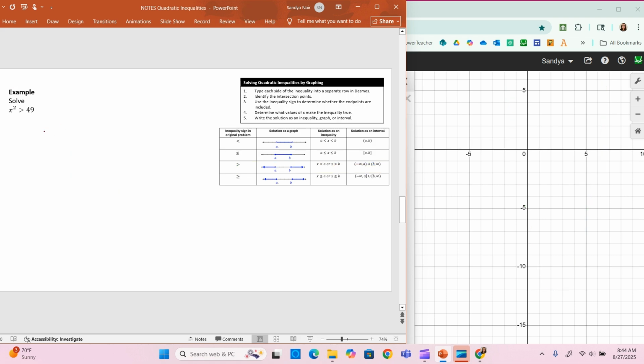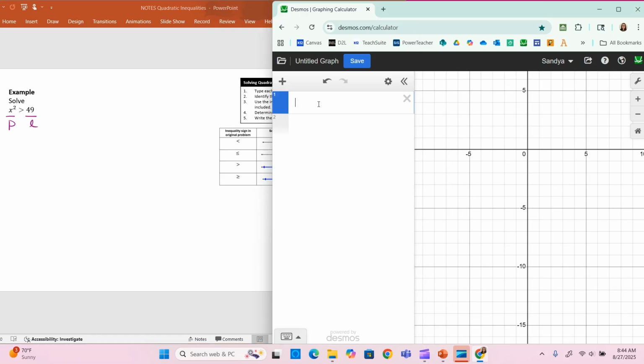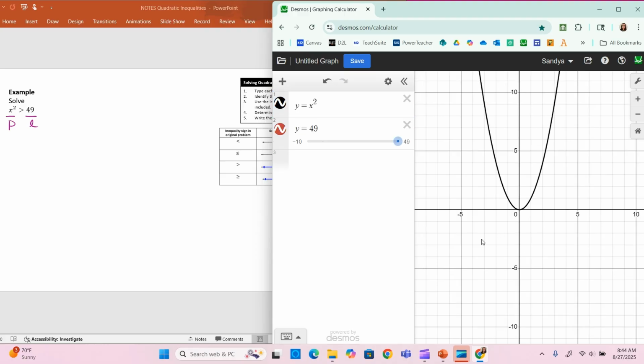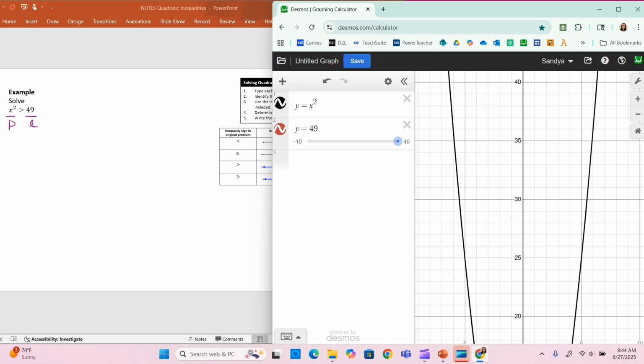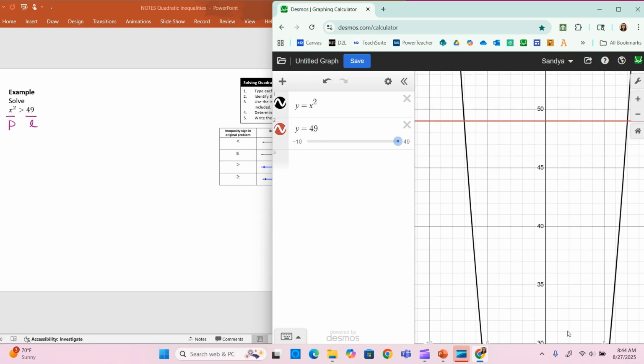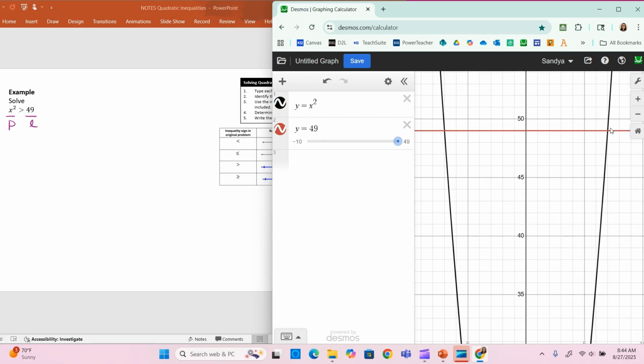So now let's try this example. Here we have x squared is greater than 49. What we're going to do is put both pieces of this inequality into Desmos. So I have y equals x squared, and I have y equals 49. I'm going to have to do a little bit of scrolling to find my intersection points because it's all the way up at 49. When I click on those points, I can see them in Desmos.